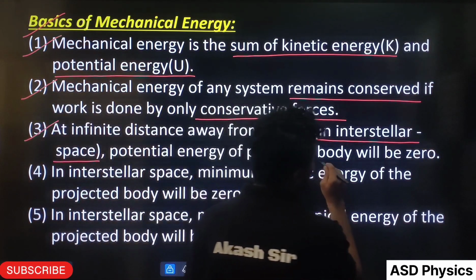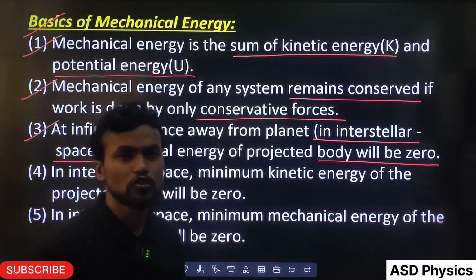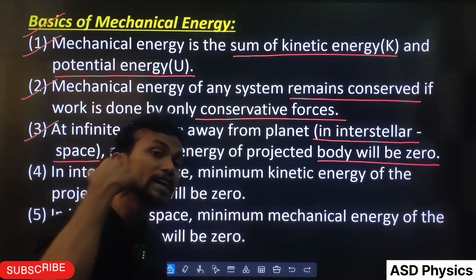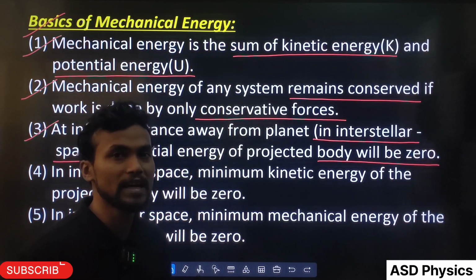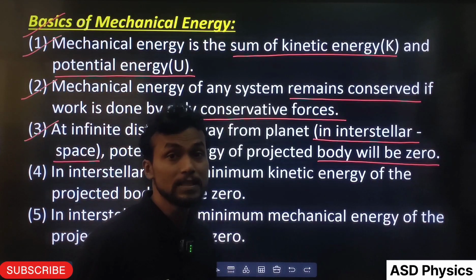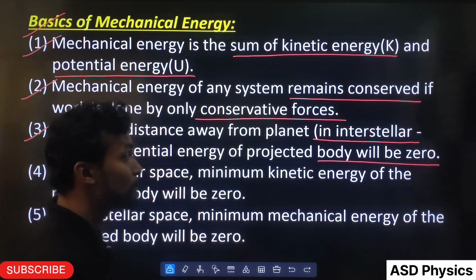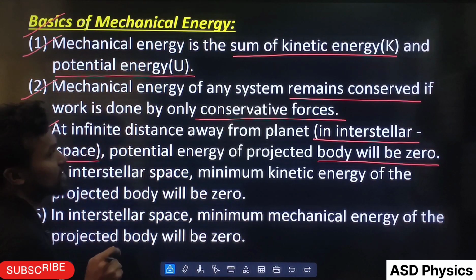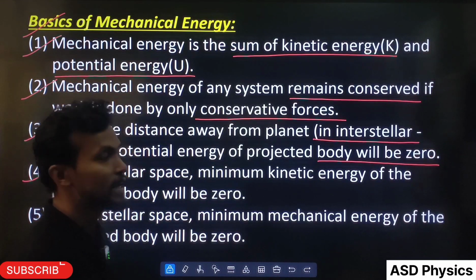Okay, third one, students, see please, at infinite distance away from the planet, that means in interstellar space, potential energy of the projected body will be how much? Zero, because the body will go outside of the gravitational field of the planet, and there its GPE will become zero, and that is the maximum possible value. Otherwise at all the other places GPE is negative, as we have learned.